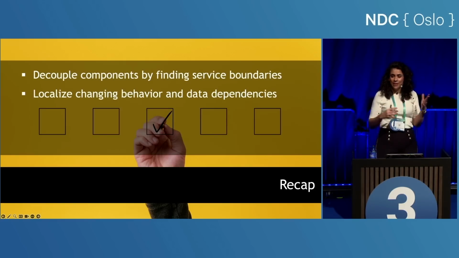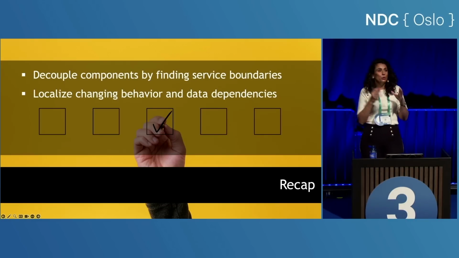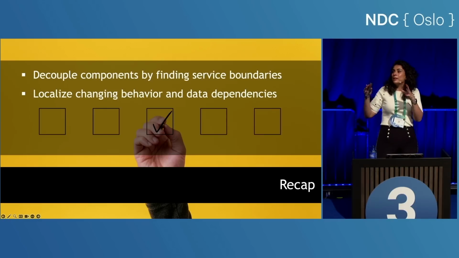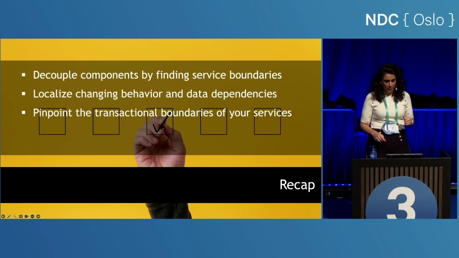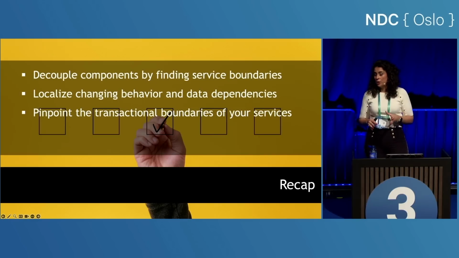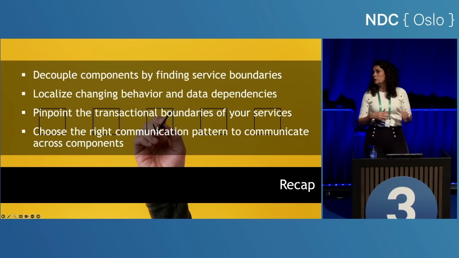Find all of that behavior, the data dependencies, stuff that tends to change together, keep that together. Even though it may feel weird, don't name your services up front because that's just going to make it harder to make stuff fit in there that doesn't really fit in there. Be driven by these types of dependencies instead of concepts that you know in the real world. And also pinpoint the transactional boundaries of your services so that you can understand where you need the high data consistency. And finally, that will enable you to choose the right communication pattern to use to communicate across those different services.